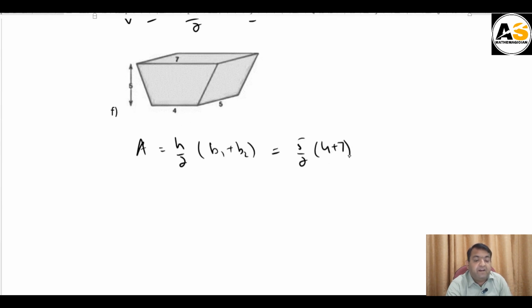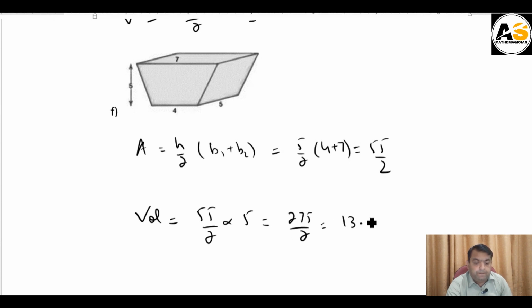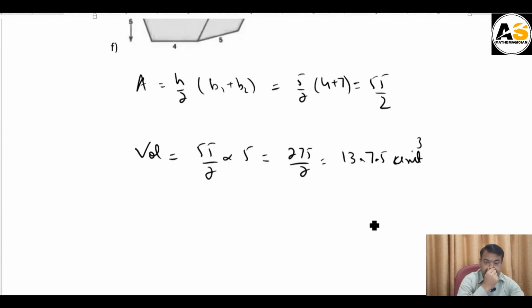This will be 55 by 2, area of cross section, and hence its volume will be 55 by 2 multiplied by 5. Unit cube. So this will be its volume. 137.5, not 13.75. This is 137.5 unit cube.